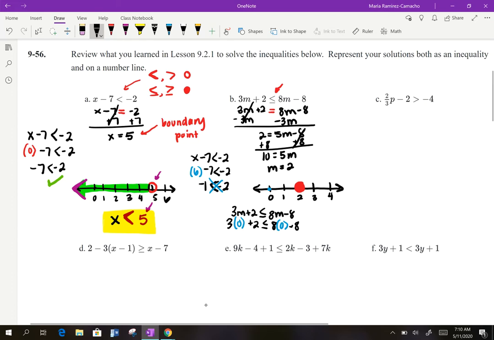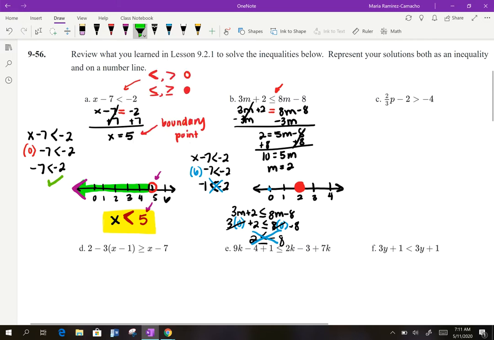Okay. 3 times 0 is just 0. So 0 plus 2 is 2. 8 times 0 is 0. And then 0 minus 8 is negative 8. Is 2 less than or equal to negative 8? The answer is no. So since 0 does not work, we cannot shade towards 0.